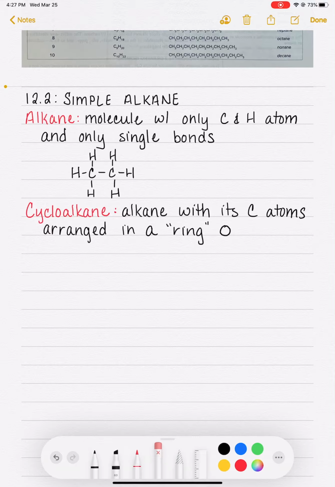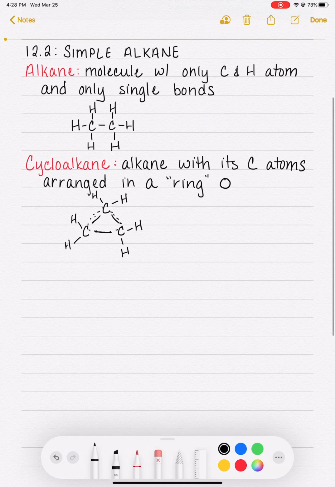So here is an example of a cycloalkane that's not a ring or a circle. The carbon atoms are arranged, there's 3 of them, so they're arranged in a triangle shape. They each have 2 hydrogens. This is a cycloalkane because all of the carbon atoms are connected to each other in a loop pattern instead of having a beginning and an end.